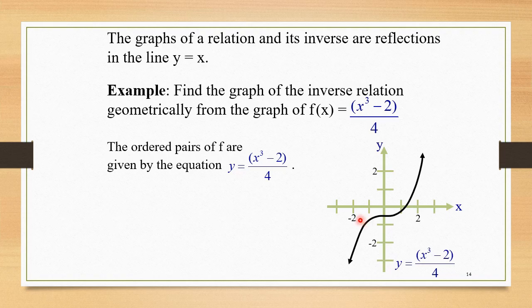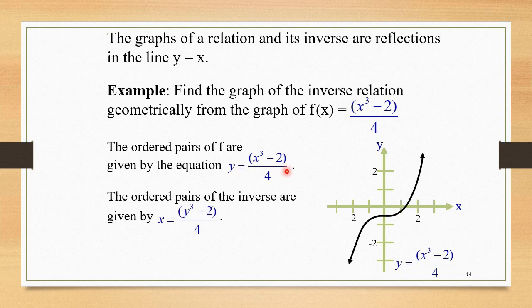And of course, to be able to find its inverse, yung isa pang graph, kailangan mo nang mahanap yung inverse equation, yung inverse nitong function na to. So, ang inverse niya, that is x is equal to y cubed minus 2 all over 4. Pag graph natin siya, ito ang kanyang kakalabasan. So, as mentioned kanina, the graphs of a relation and its inverse are reflections in the line y is equal to x. So, ito yung sinasabi ko na y is equal to x.